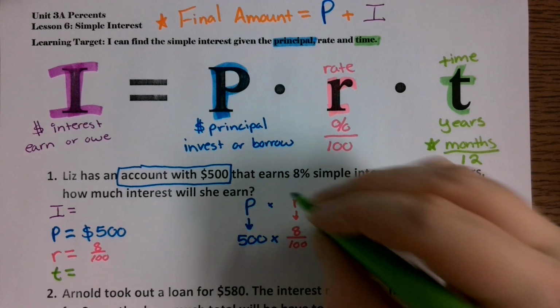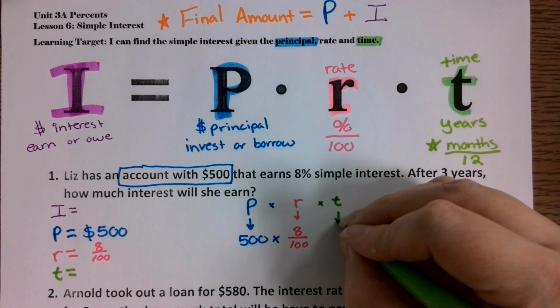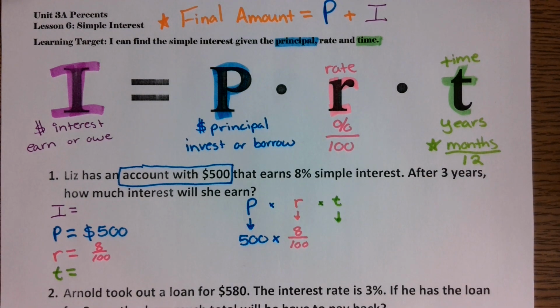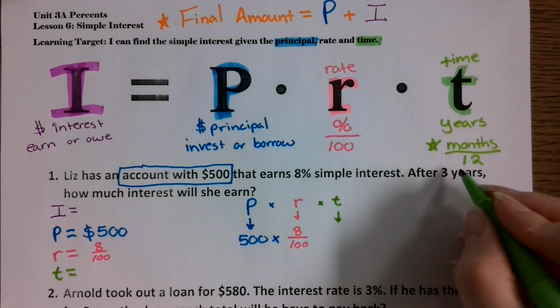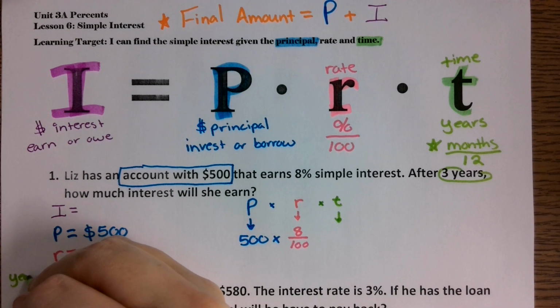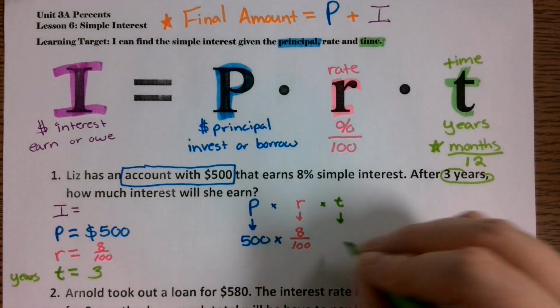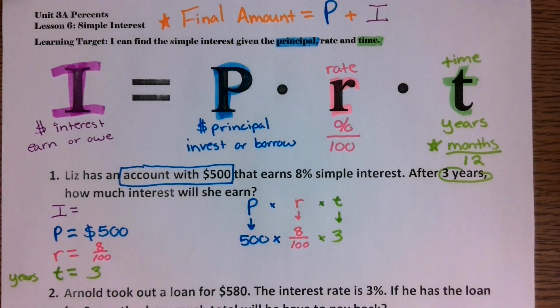Okay, and then you're going to multiply that by your time. What's our time? 3 years, right? And we need it in years. Don't forget, in fact, write it right next to here that you need it in years. Time needs to be in years, which it is. So we're going to multiply those together.